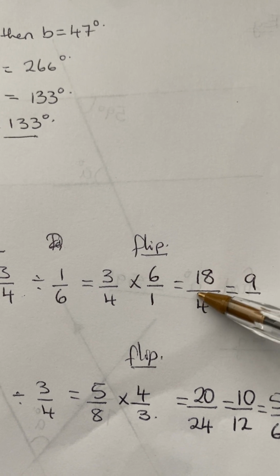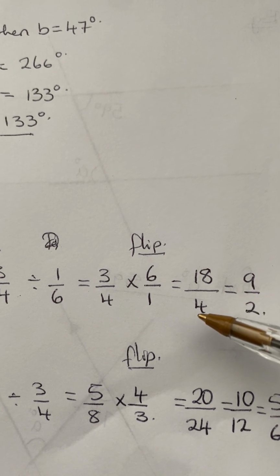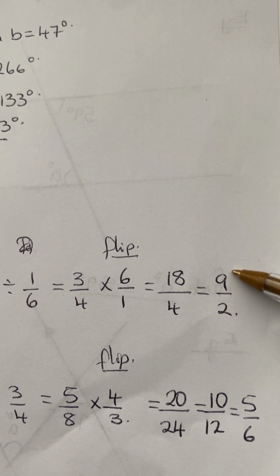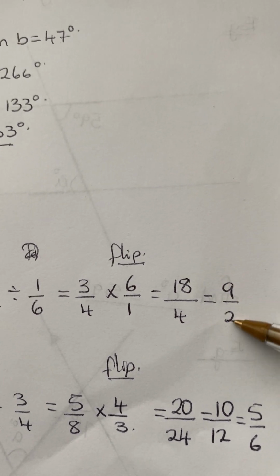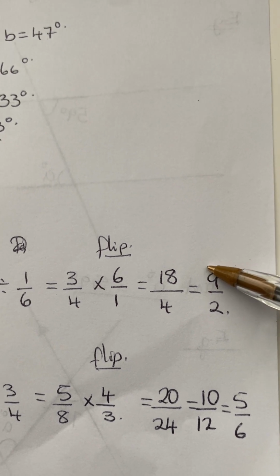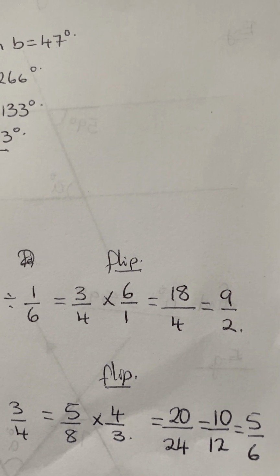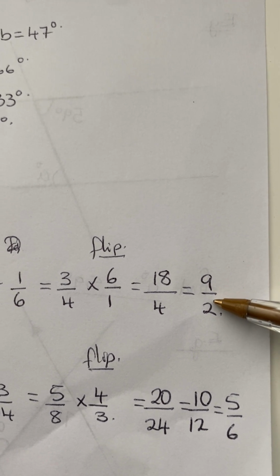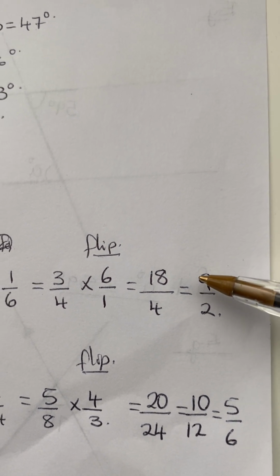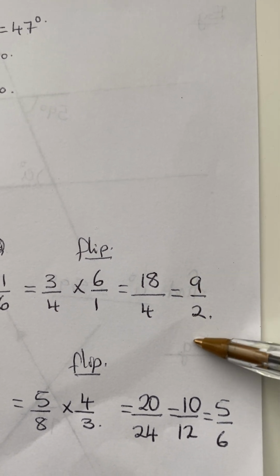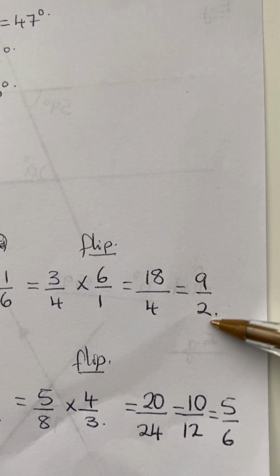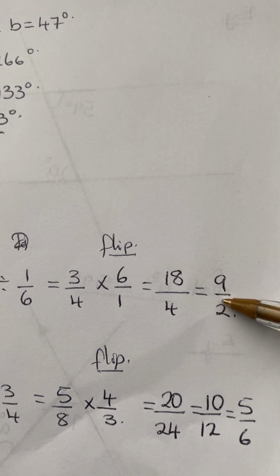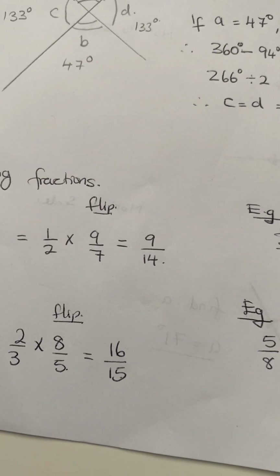Now, if you have 18, you have 9. If you have 4, you have 2. You can leave your answer here as a top-heavy fraction, or you can go ahead and put it as a mixed number, or maybe in decimals. If it's under exam condition and they haven't said anything about how I should leave my answer, I will leave it this way.